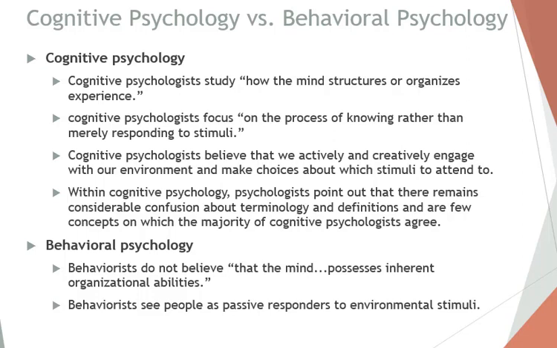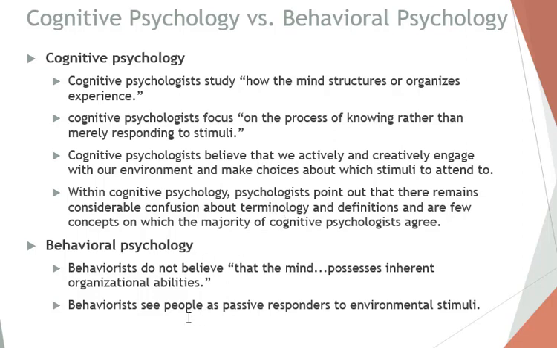We make choices about which stimuli to attend to. We have many different things that may require our attention, and we use our thought processes to decide which one is the most compelling in this particular aspect. There also remains considerable confusion about terminology and definitions. Okay, again, nothing major there.